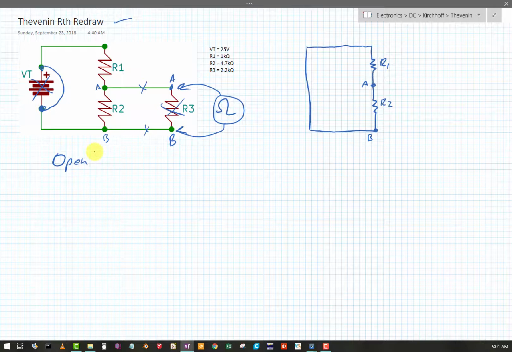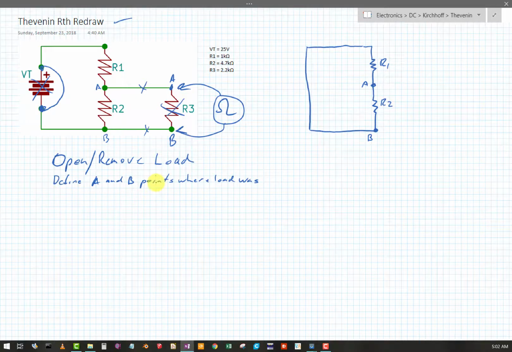open, and I like to say open / remove the load. Then define A and B points where the load was. And the load is just the component or network that we're analyzing using Thevenin. So define the A and B points where the load was, and then finally calculate.